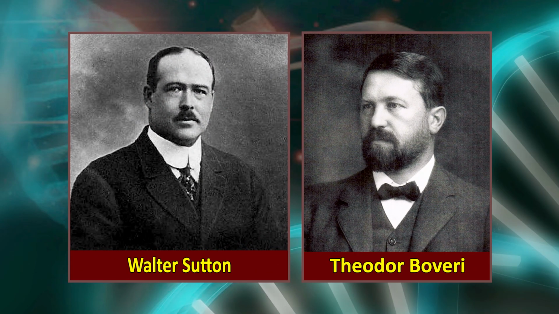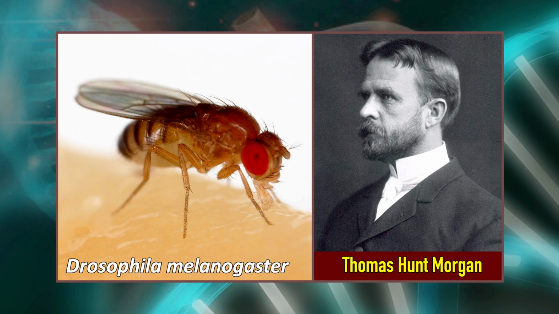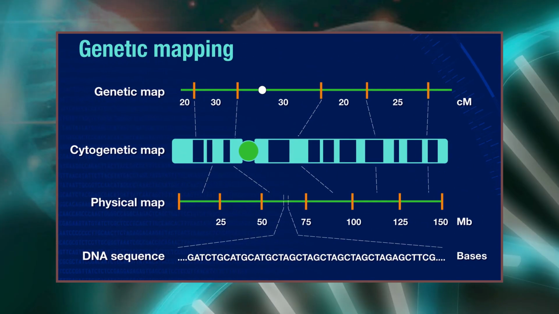Sutton and Boveri in 1903 independently hypothesized that chromosomes are the hereditary units. Later in 1910, Thomas Hunt Morgan showed that genes reside on chromosomes while determining the sex-linked traits in Drosophila. In 1911, one of Morgan's students, Alfred Sturtevant, invented the procedure of linkage mapping in Drosophila and made the first genetic map of a chromosome in 1913.